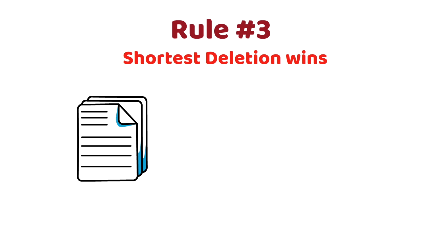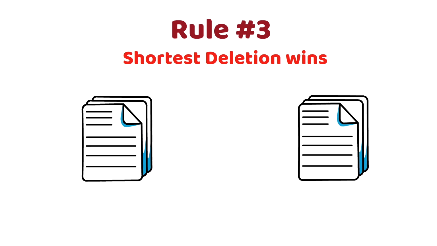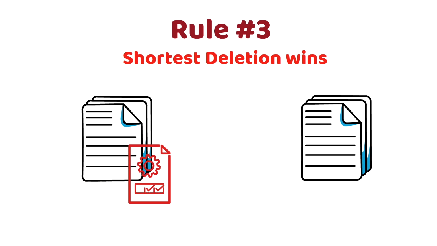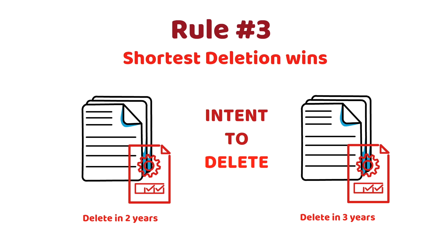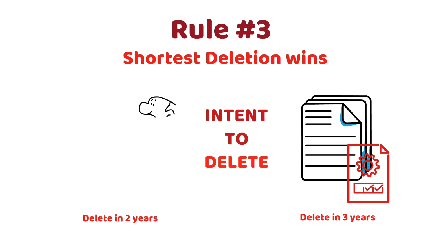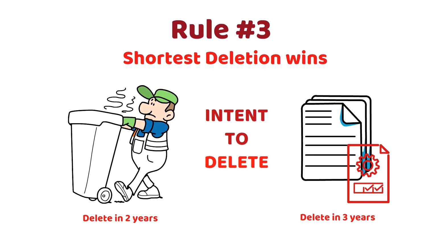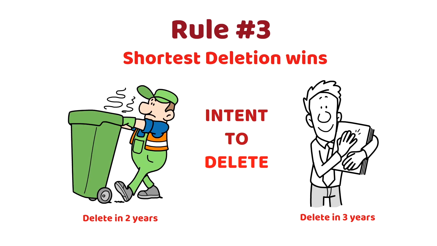Rule number 3, shortest deletion policy wins. Here we have two deletion policies. One says delete in 2 years, and the other says delete in 3 years. Since both are deletion policies, the intent for each policy is to delete. And so when deletion policies compete, the shortest deletion policy will win. In this example, the winning policy is a delete in 2 years policy.